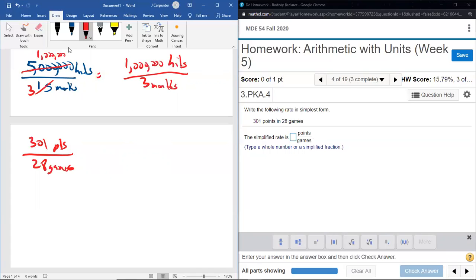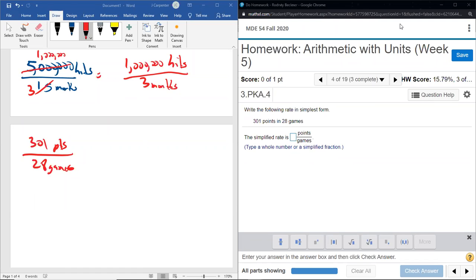Or maybe you just have someone who is scoring the exact same points every single game, and then once they hit that number of points, coach pulls them for some reason. I don't know why they would do that, but just go with it. All right, so 301, 28. Well, 2's not going to go into both of those because the top one's odd and the bottom one's even. 3 is not going to go into either of those. It would go into 300, but not 301, and certainly not into 28. 5's not going to go in because they don't end in 5 or 0. So let's try 7 again.